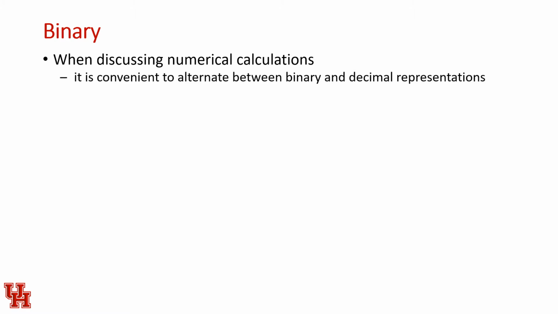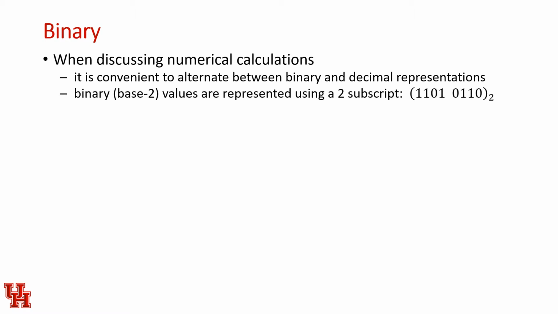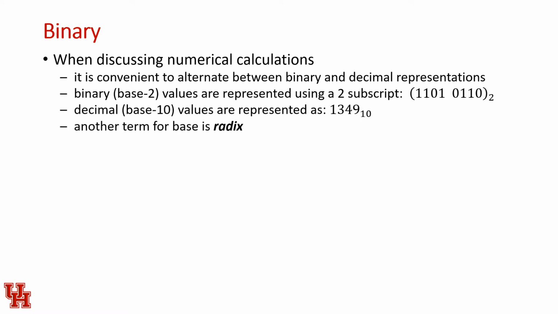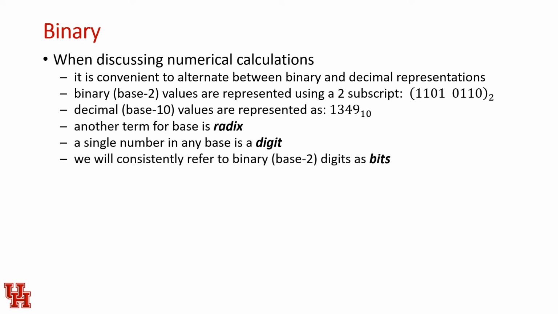First, we have to be able to translate between binary and decimal numbers. Since binary numbers can look like decimal values, a subscript is usually provided to denote between the two. For example, a binary number will be given a subscript of 2, and a decimal number will be given a subscript of 10. Another term for the number system or number base is radix, which is encountered a bit more in programming. I'm going to consistently refer to any number in any base as a digit, and will reserve the term bit when referring specifically to binary or base 2 digits.